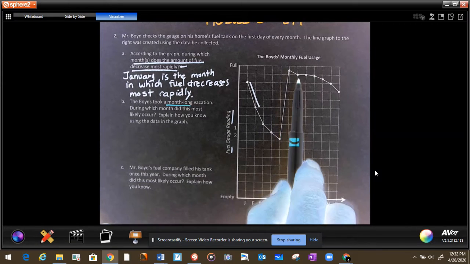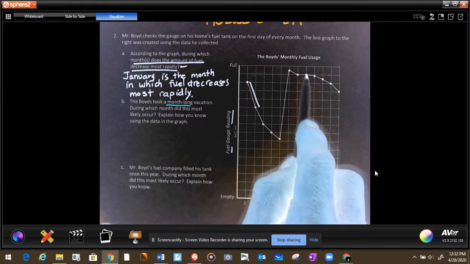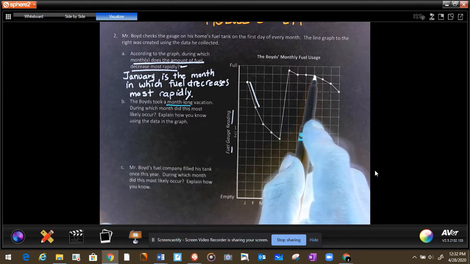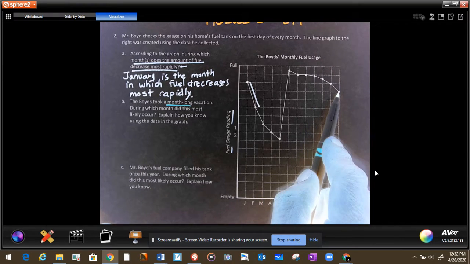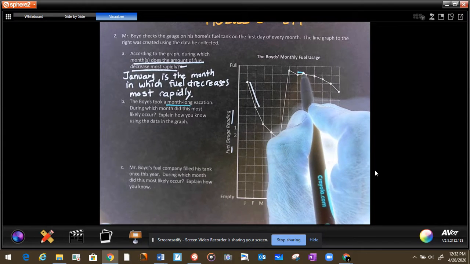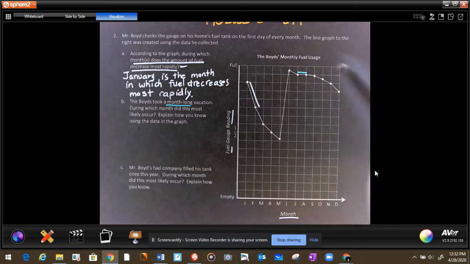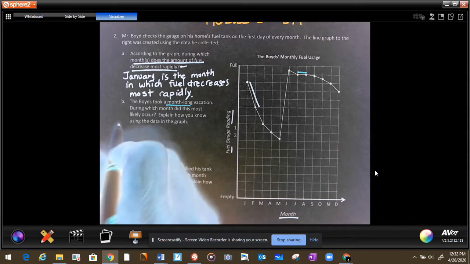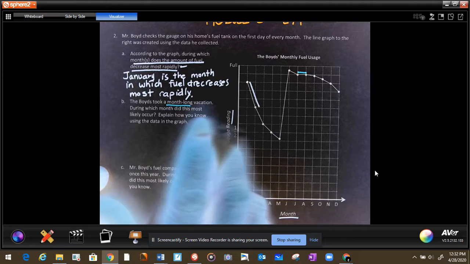They use gas here, and from here to here, they didn't use any gas. From here to here, they use gas. Here they use gas, they use the car. So the only place where I can see they didn't use gas is right here. So that's where I think they took the vacation, in the month of, let me see, what month is that? July. So that should be our answer. But notice how I have to analyze the graph to find the answers.